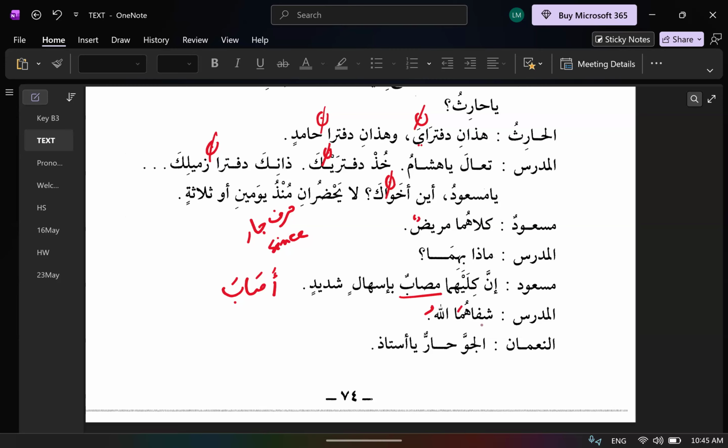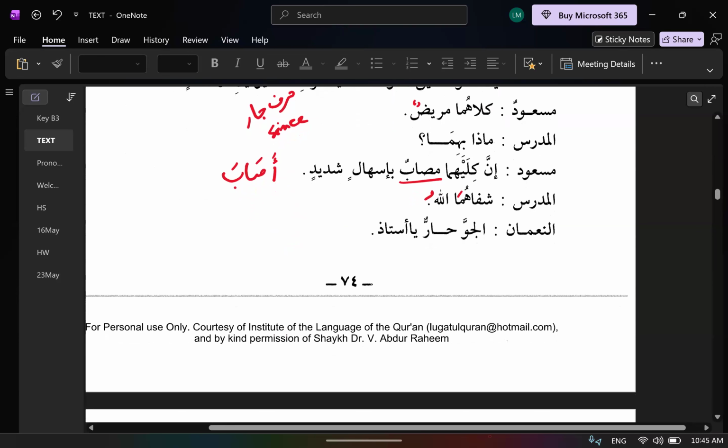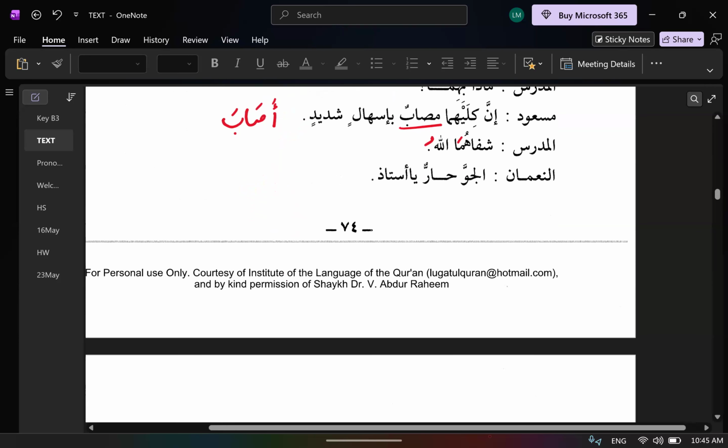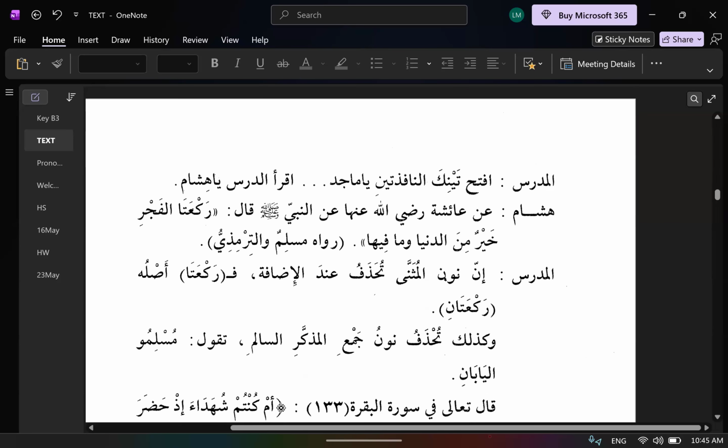So Shafa Yashfi, to cure. So may Allah Ta'ala cure both of them. Al-Nomanu, Noman says, "Al-Jawwa Harun Ya Ustadu." The weather, the atmosphere or the weather is hot, Ya Ustad. Mudarris says, "Iftah Taynika, Nafizatayni Ya Majidu." O Majid, open those two windows.